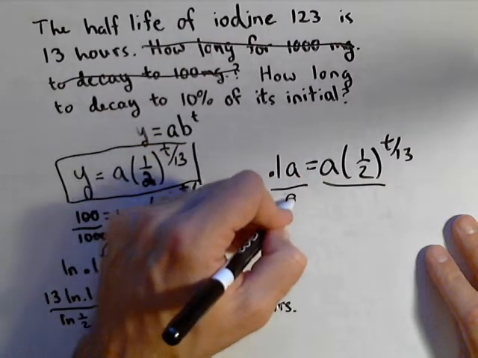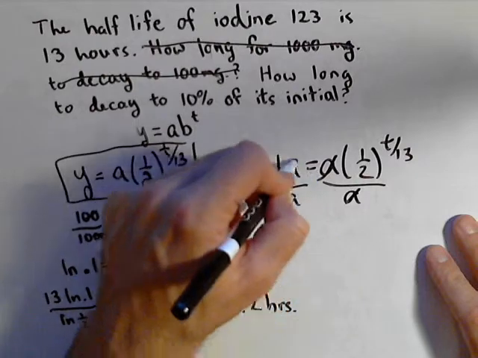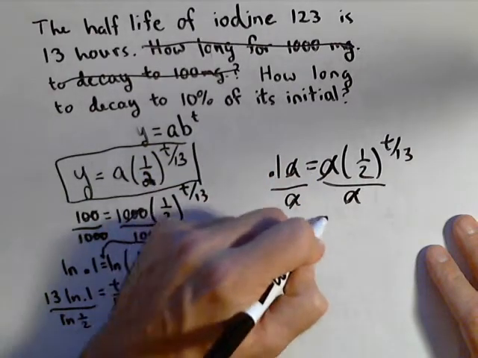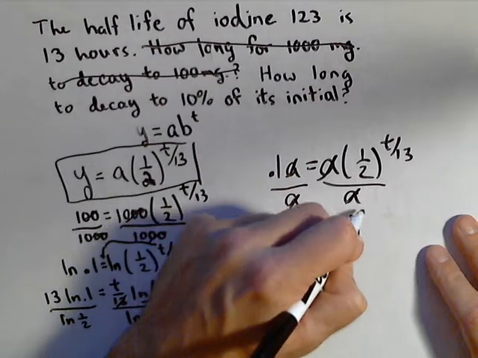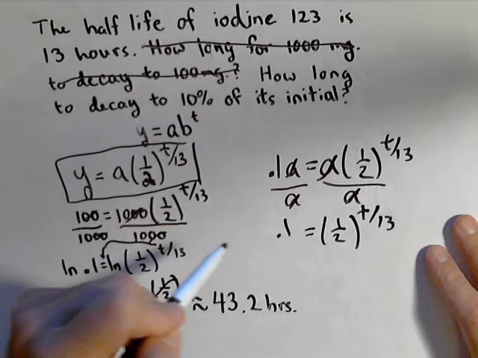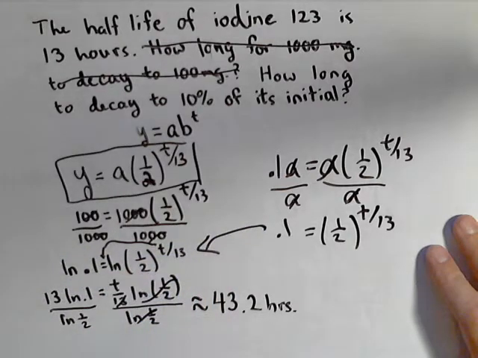So that's 10%, 0.1 of my initial. So the first thing I'm going to do is divide both sides by A. This is really cool. What's going to happen? We have 0.1 equals 1/2 to the t over 13. That should look familiar. That was the same problem we just solved.